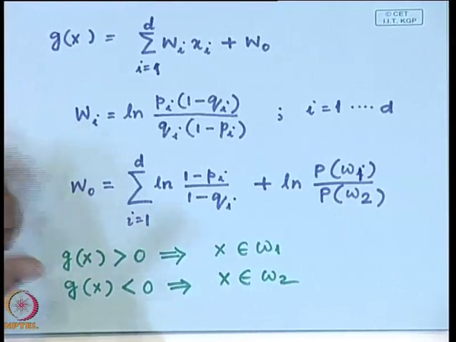So, it is giving a vote which is equal to modulus of w I in favor of class omega 2. Okay. So, if p I is greater than q I, the component x I gives a vote equal to w I in favor of class omega 1. If p I is less than q I, then component x I gives a vote equal to the modulus of w I in favor of class omega 2. Okay. That means, this component is trying to push the decision surface or the decision boundary either towards omega 1 or towards omega 2. Is that okay?